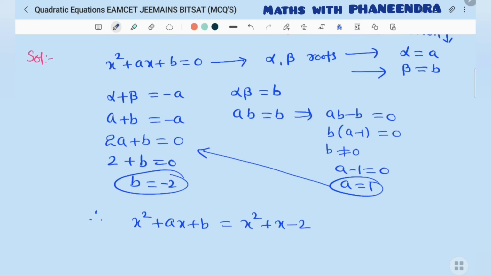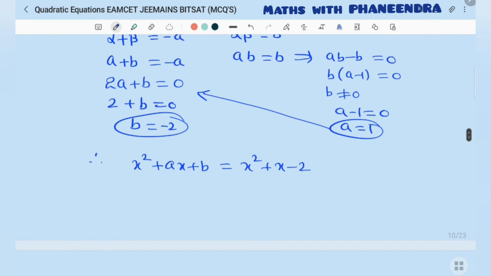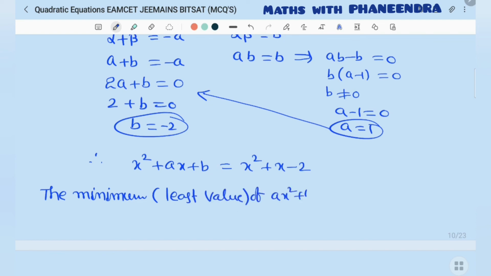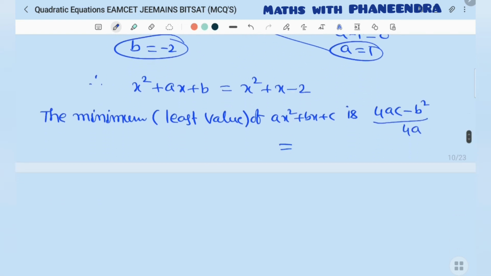So we know that the minimum value, or least value, of ax square plus bx plus c is 4ac minus b square by 4a.